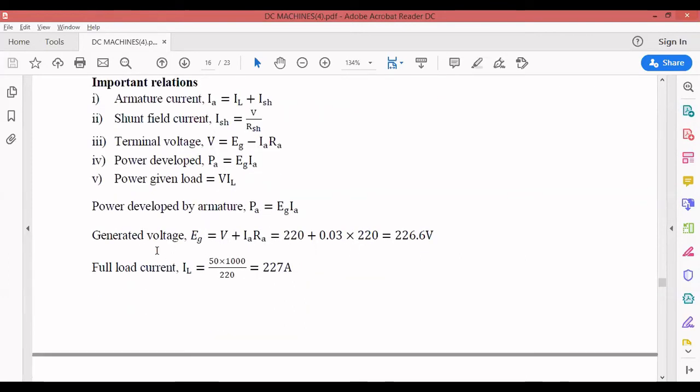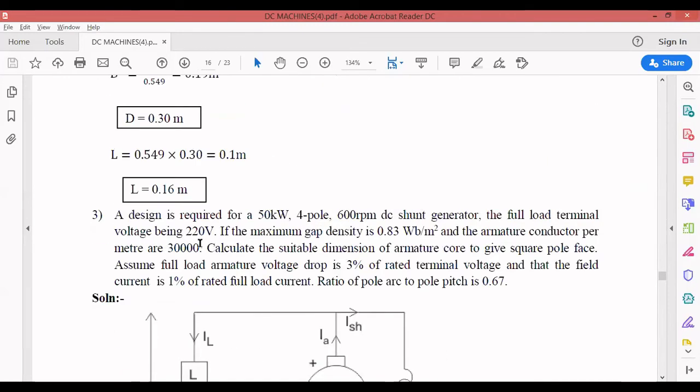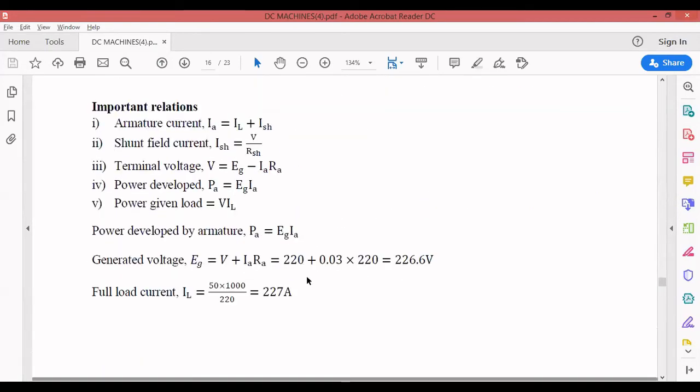What is the generated voltage EG? Use this relation: EG is V plus IA into RA. V is the terminal voltage given, which is 220 volt. IA into RA is nothing but the drop across the armature.